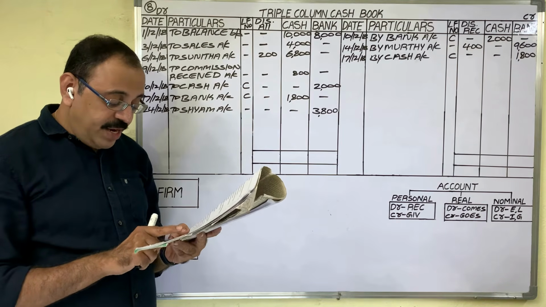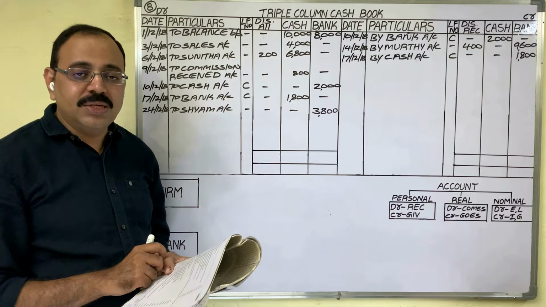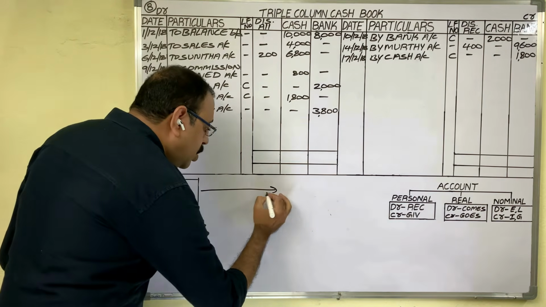Come to the last transaction. On 31st date, salaries 1,000 rupees. Firm paid salary. To whom?